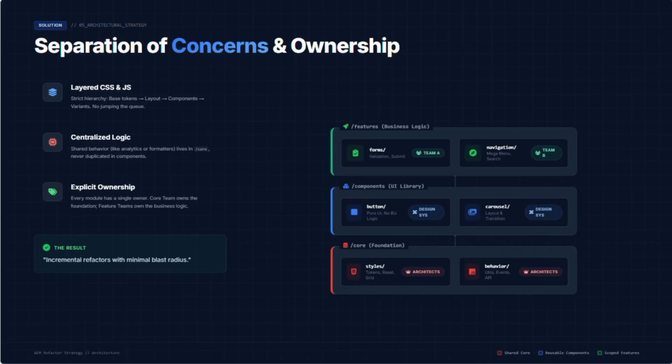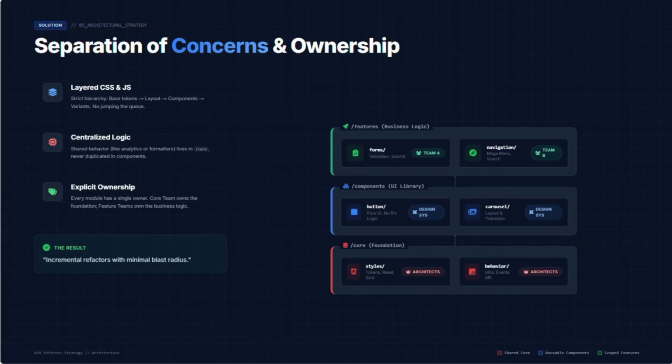Let me explain what the right side structure actually represents. At the top, we have core. This is the foundation. Things that are shared everywhere and change very rarely. Core styles contain design tokens and layout primitives. Colors, spacing scales, typography, grids, nothing component specific lives here. When these change, the entire system changes intentionally. Core behavior is shared JavaScript logic, utilities, helpers, and patterns that multiple features rely on. Written once, owned by one team.